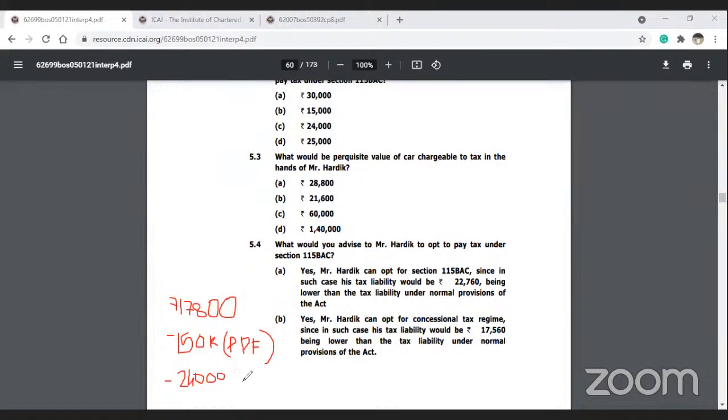This is health insurance. Yes, so 717,800 minus 1,50,000 minus 24,000 is 543,800. How much is this? 543,800. तो उस पे टैक्स निकालेंगे ना. हाँ, उस पे निकालेंगे ना tax.